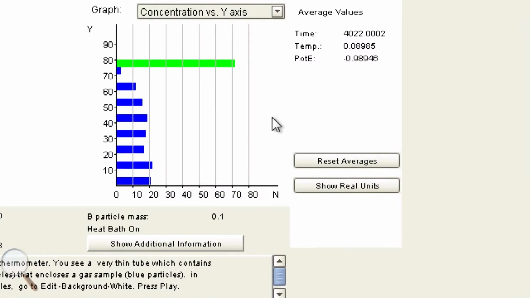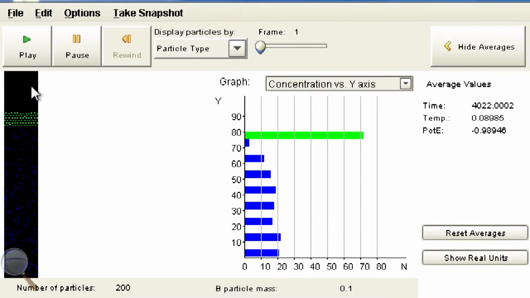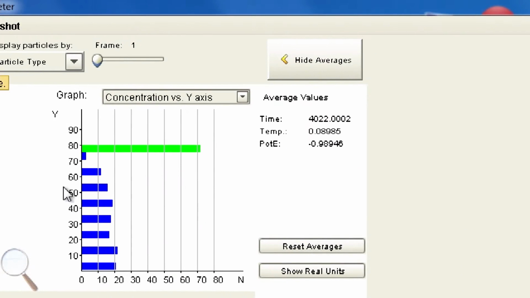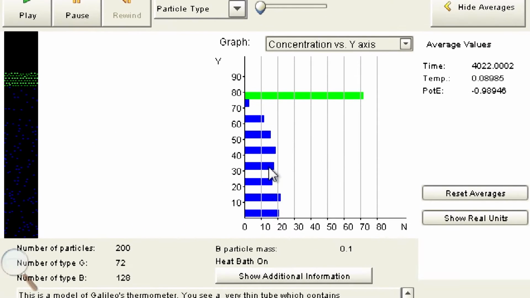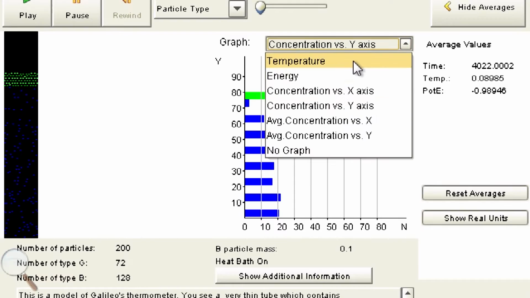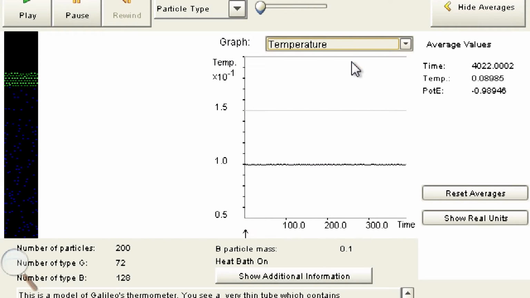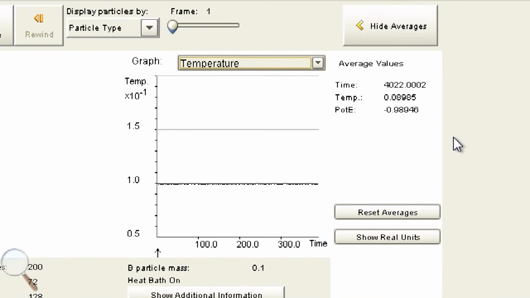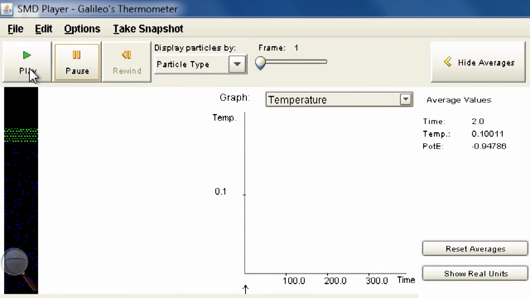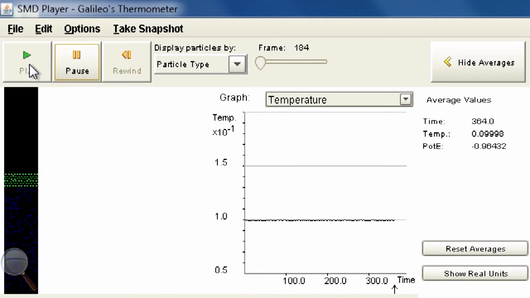So, we can now look at the steps that we are going to run. This is the concentration. You can see all this gas concentration, and this green is the concentration of the droplet. But now, let us go to temperature, and you can see the temperature here, because we are trying to use it as a thermometer at certain times. So, we are going to play that simulation. Now you can see that it has gone into an equilibrium position.